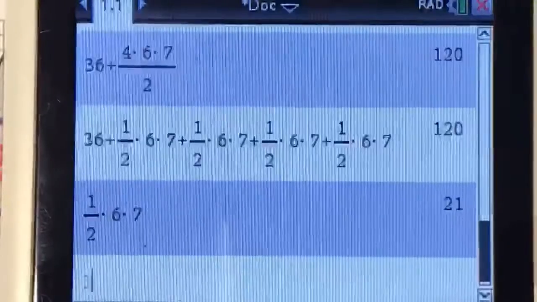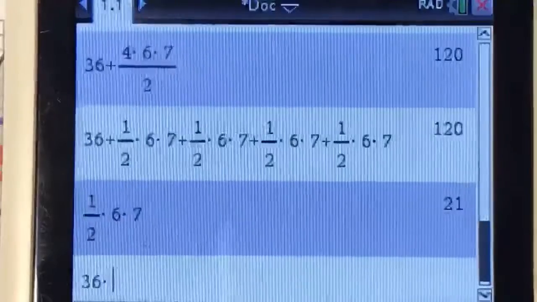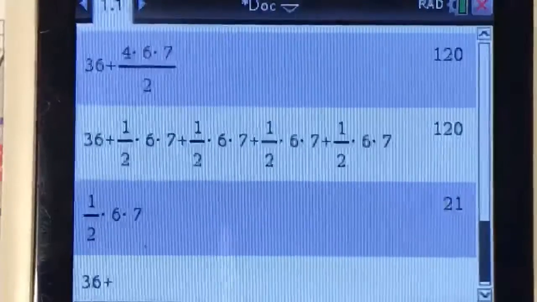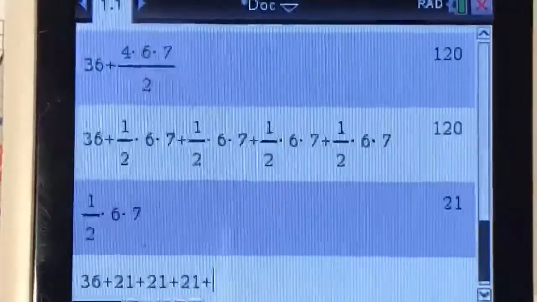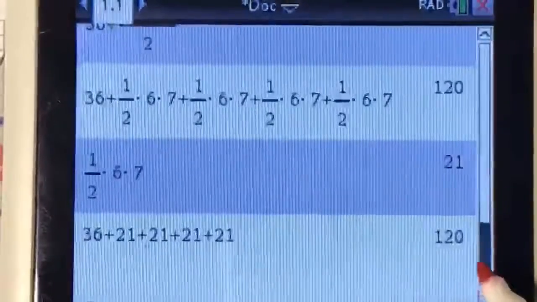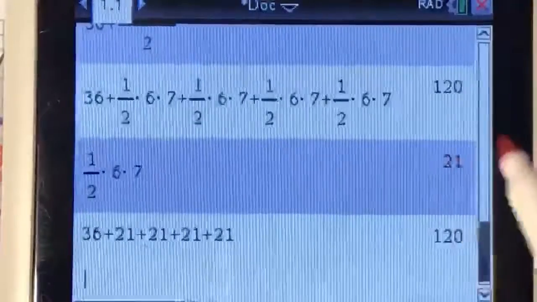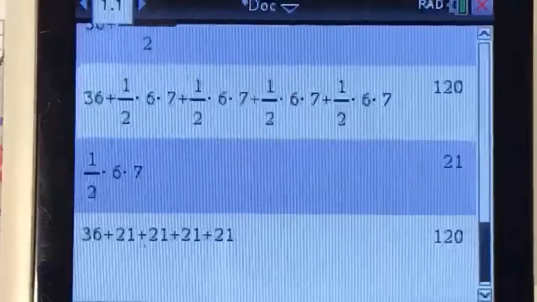Okay, so we know the area of a square is 36, and then we've got, oops, got to plus this. 36 plus 21, plus 21, plus 21, plus 21. There's 4 of those triangles. All right. There's lots of ways. You need to figure out which way you want to remember this. All right, let's go to the next one.